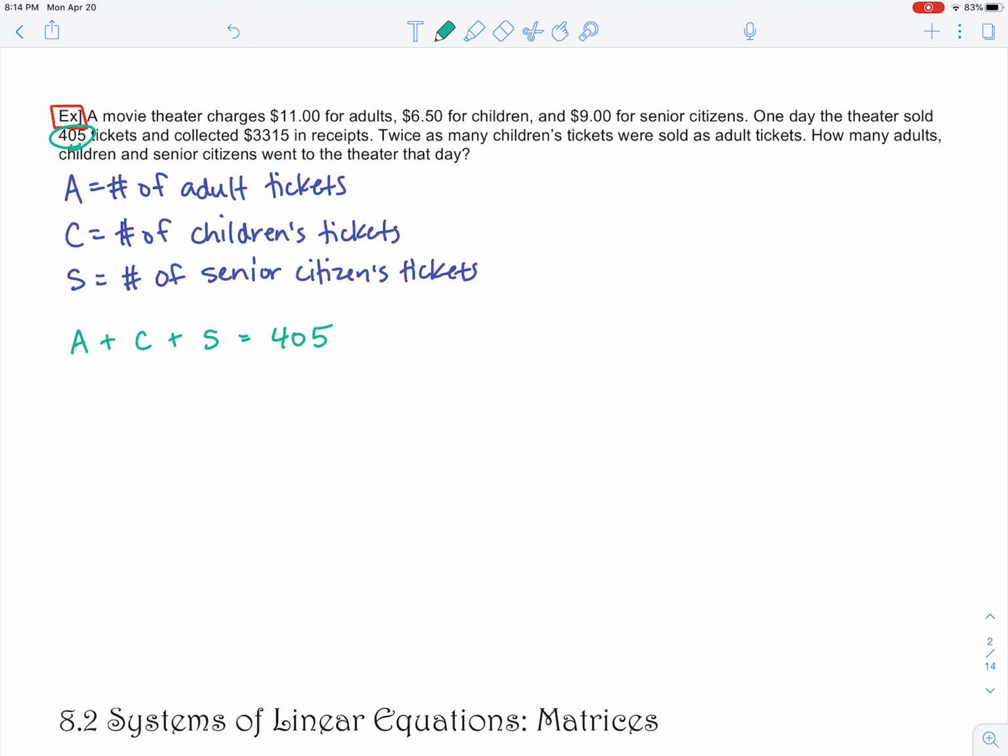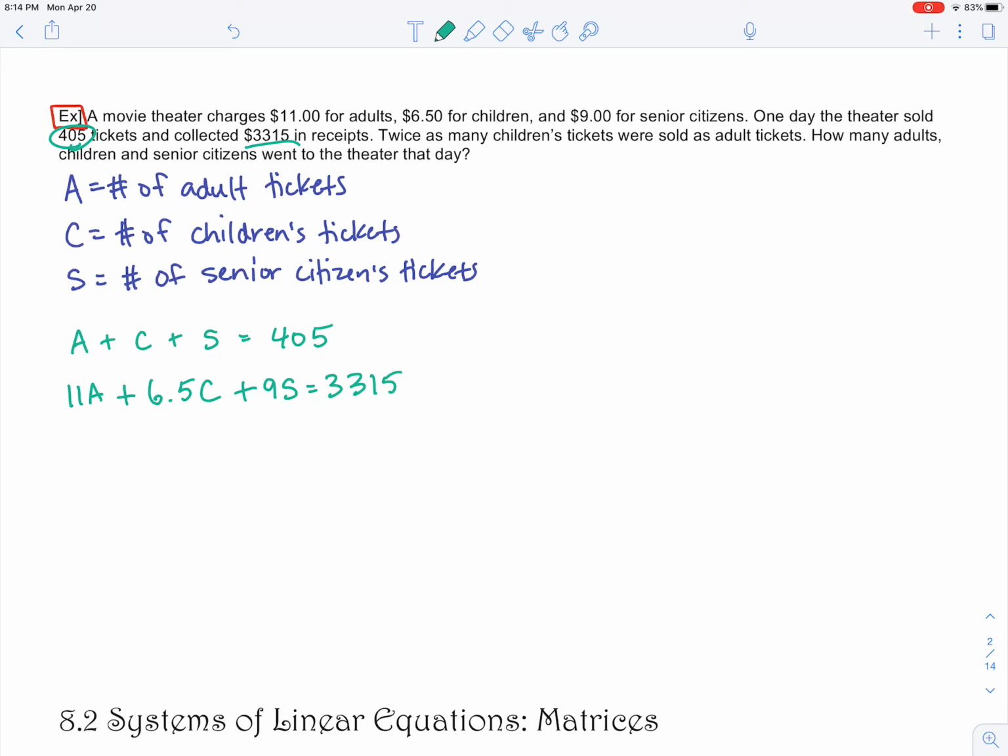Secondly, we have this money relationship. We know the total amount that was brought in. We also know the price per each type. So adult tickets brought in 11 times A dollars. For children's it was $6.50 each, so times C, plus, for seniors 9, so 9 times S. And that should add up to 3,315.